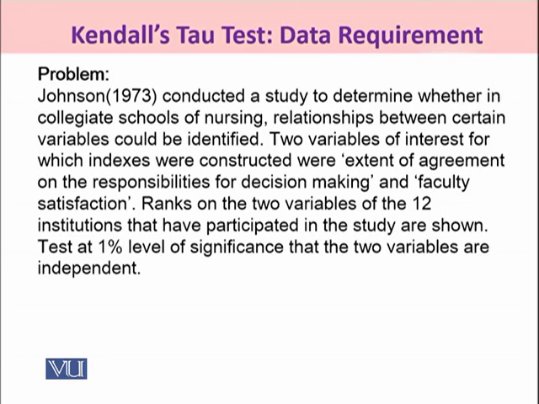It was conducted by Johnson in 1973. It was a study whose objective was to evaluate whether, for collegiate schools of nursing, there are certain kinds of relationships that exist between the two variables. The two variables of interest were indexes that were constructed. The variables of interest were extent of agreement on the responsibilities for decision making, and the other variable of interest was faculty satisfaction. The ranks on the two variables of the 12 institutions were assigned, and we are required to test at the 1% level of significance that the two variables are independent of each other.